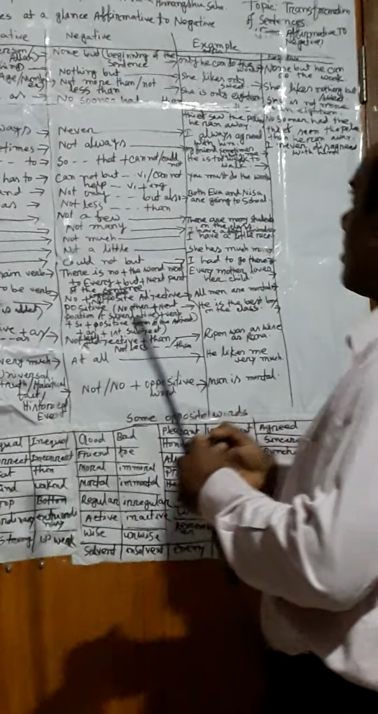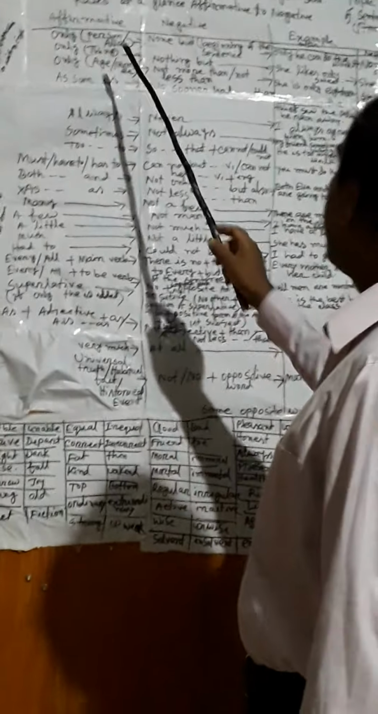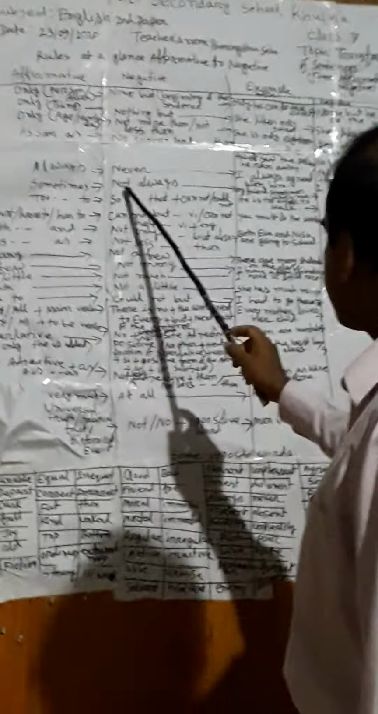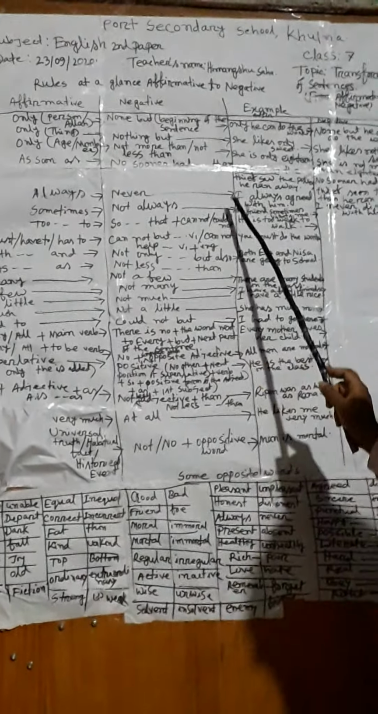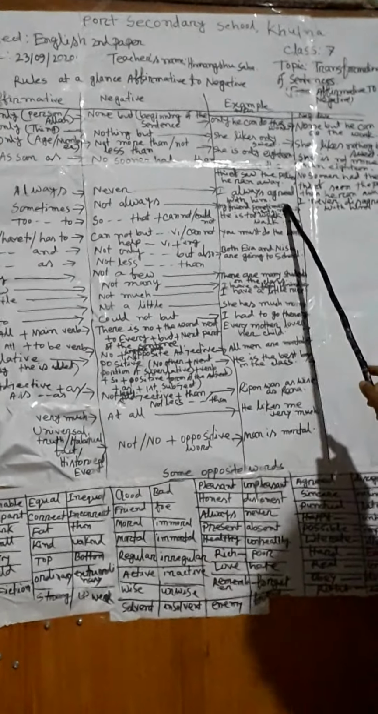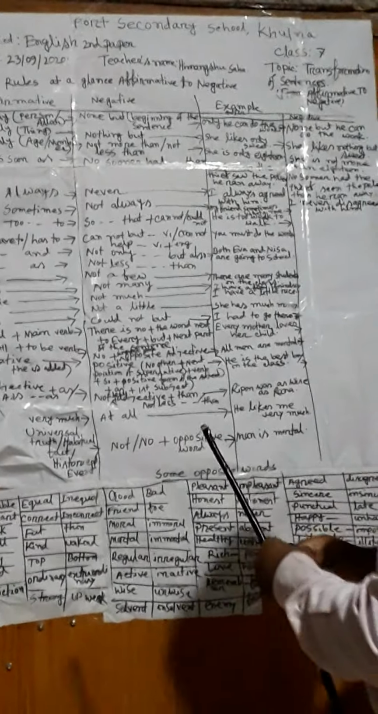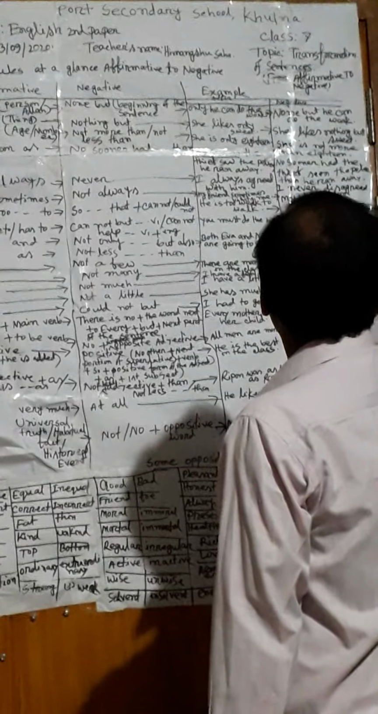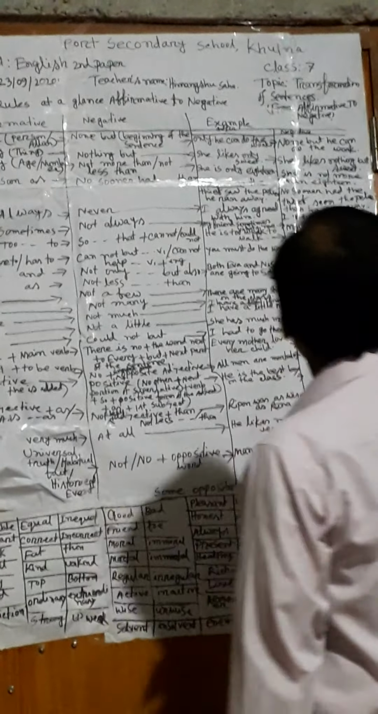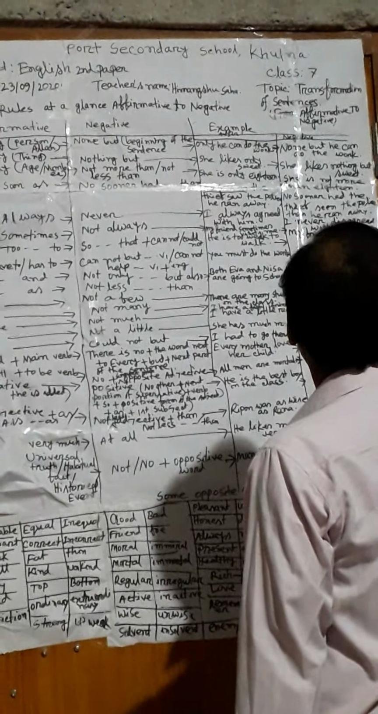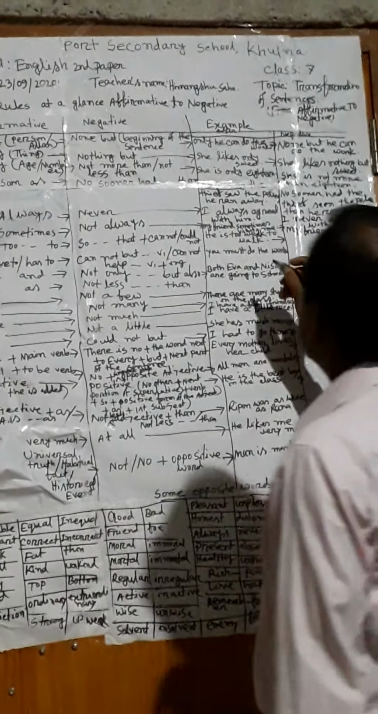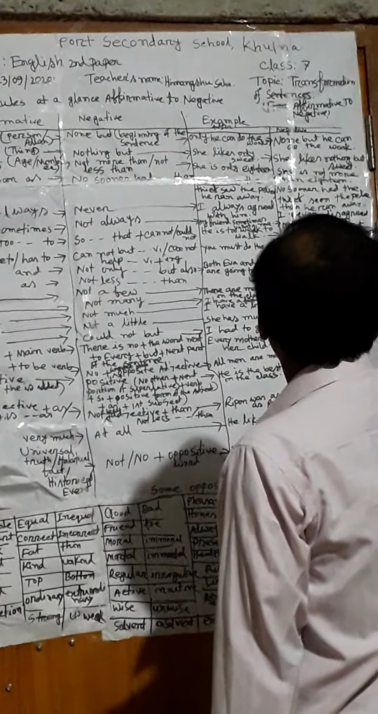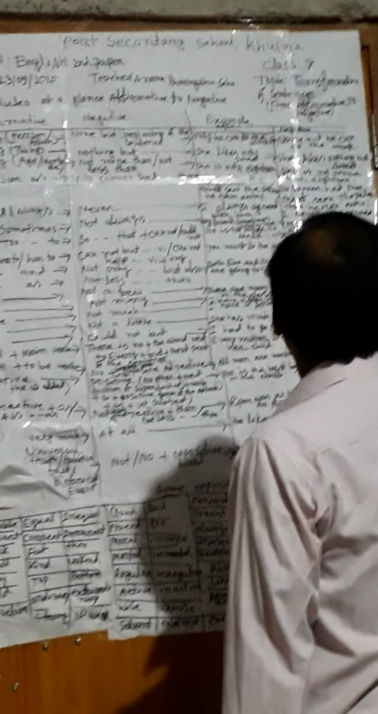Next rule. If you find sometimes in an affirmative sentence, then you have to use not always in a negative sentence. For example, my friend sometimes visits me, and then the answer will be my friend does not always visit me.